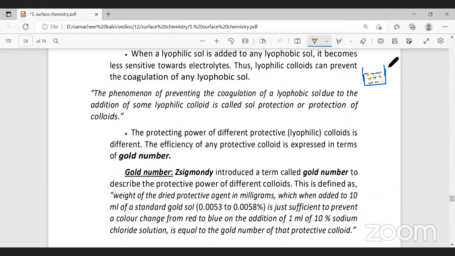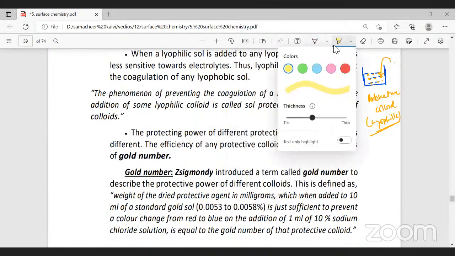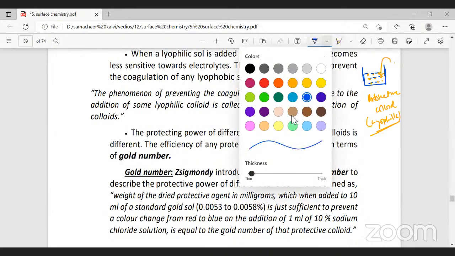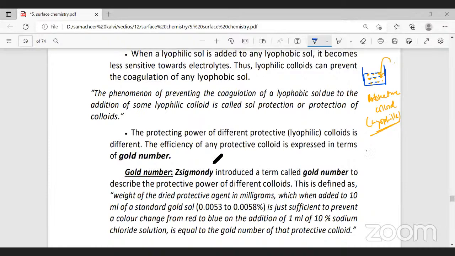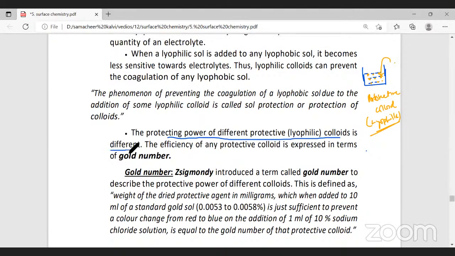So therefore, what we do is we add a protective colloid. Generally, this protective colloid is lyophilic. Now, what do you mean by lyophilic? A colloid which has affinity towards the dispersed medium is called a lyophilic colloid. Now, the protecting power of different protective colloids is different. The efficiency of the protective colloid is expressed in terms of gold number.